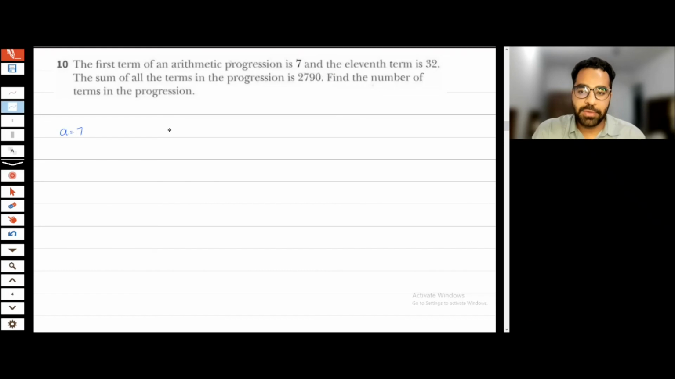The 11th term is 32, T11 equals 32. And the sum of all terms in the progression equals 2790, that is, Sn equals 2790. Sum of all terms we will represent by Sn since we don't know the number of terms in the series. Find the number of terms in the progression.